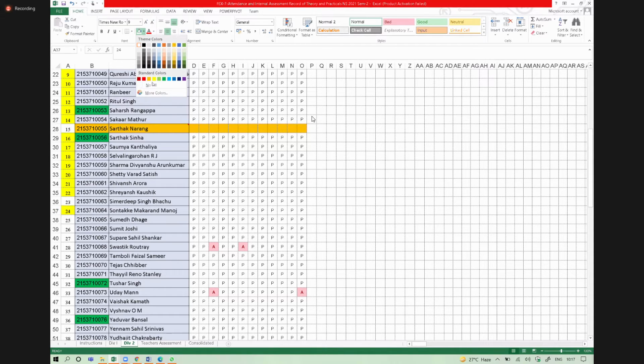Where are you from, Sumedh? Sir, I'm from Wardha, Nagpur, sir. Is there anybody over here in Talegaon? You know? No, sir. Okay. Sumit Joshi. Yes, sir. I have a laptop. Yes, you have a laptop. Supare Sahir. Yes, sir. I have. Swastik. Yes, sir, I have a laptop. Tamboli Faisal. Yes, sir. I have a laptop. Good. Tejas.